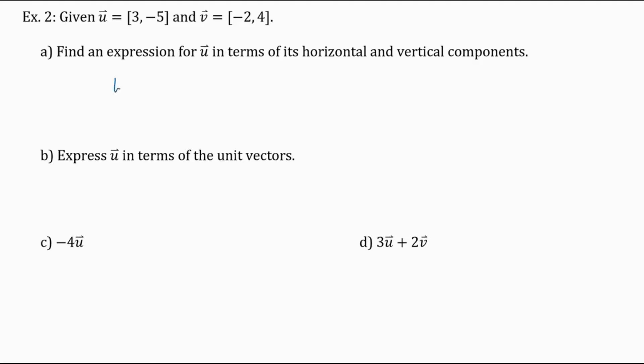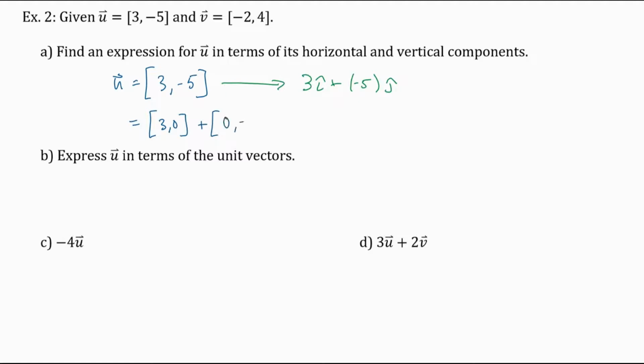Okay, so vector u is 3 and negative 5. And remember what this means: it is 3 times i hat plus negative 5 times j hat. We don't do a ton of this, so I could see you forgetting what this means. But when it says horizontal and vertical components, it's talking about i hat, j hat. And i hat is 1, 0, so this becomes 3, 0. And j hat is 0, 1, so this becomes 0, negative 5.